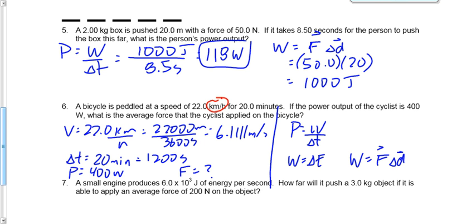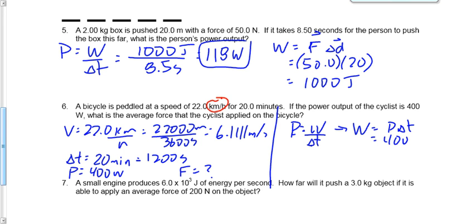All right, what can we do? We have power, we have time. Oh, okay, good, this works. We have power, we have time, we solve for work. Work is equal to power times time. So the power is 400 watts times a time of 1,200 seconds, which gives me 480,000 joules.